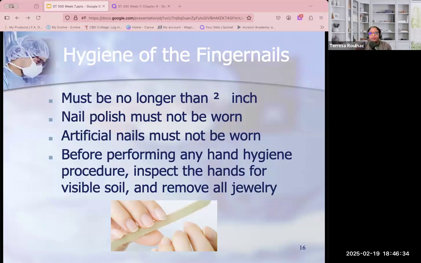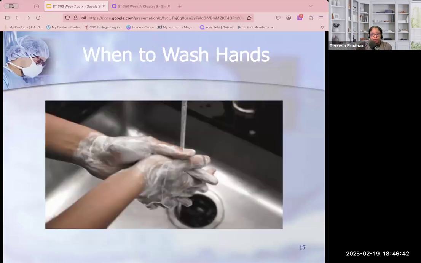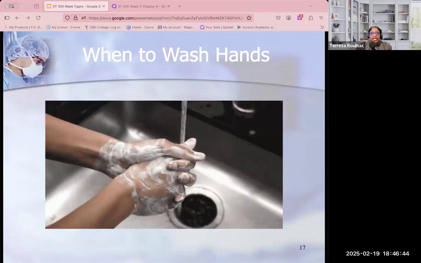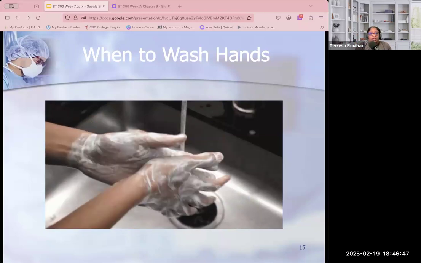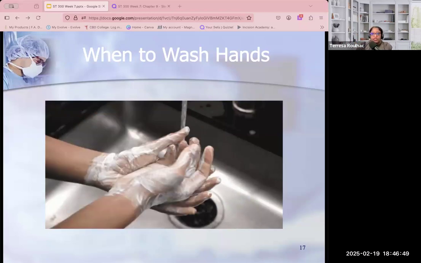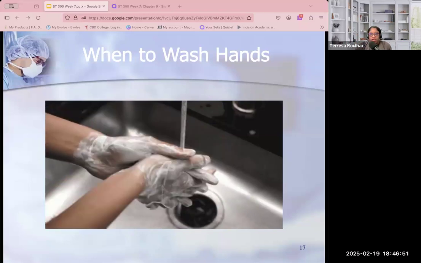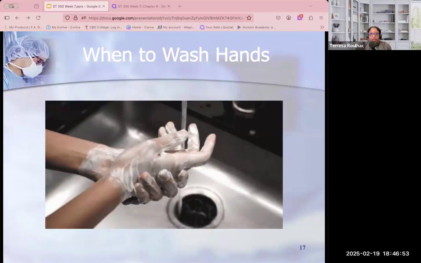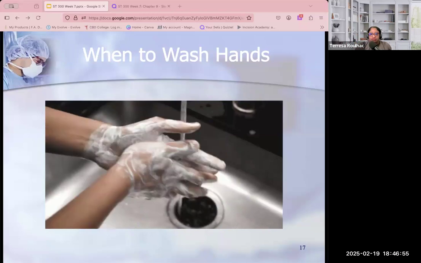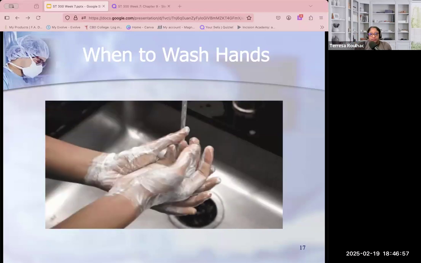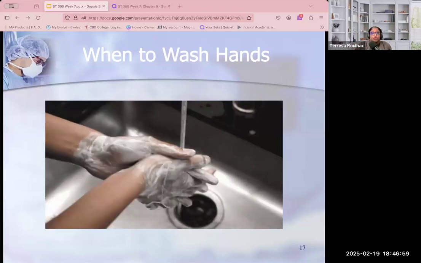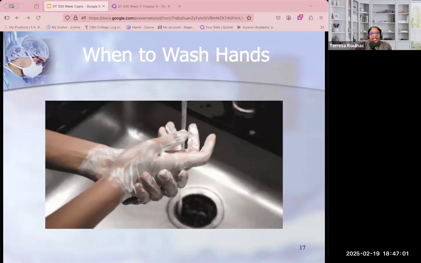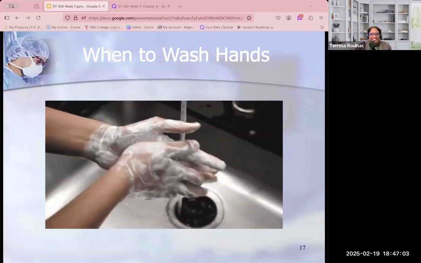You want to remove all your jewelry, rings, bracelets, because why? They can trap microbes, they can hinder effective hand hygiene. At the beginning and end of each workday, to remove any potential contaminants from the day and before starting work, we wash our hands. Before and after any contact with the patient, we wash our hands. Between contacts with potential contaminant areas, again, we wash our hands.